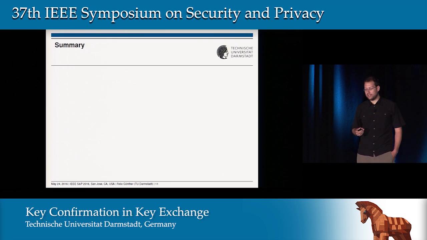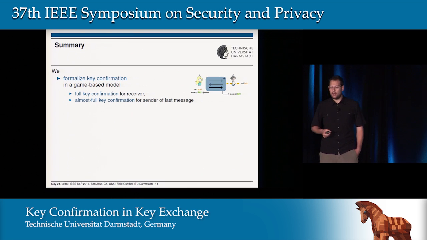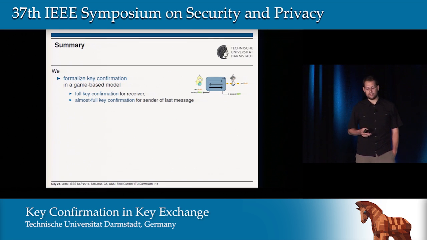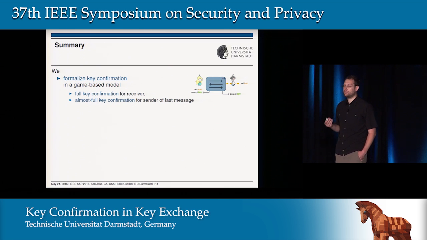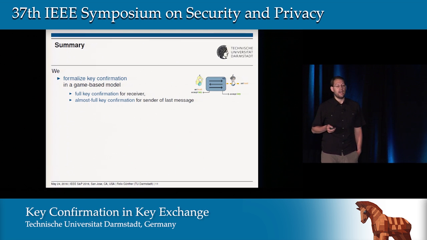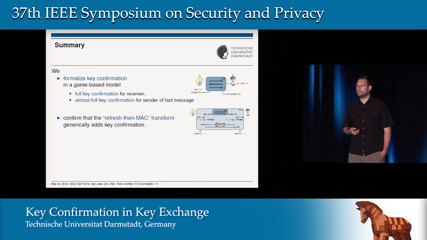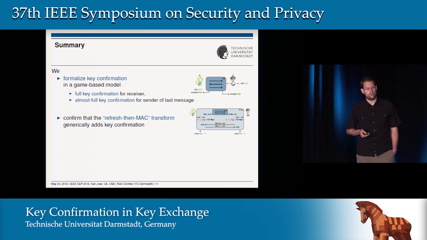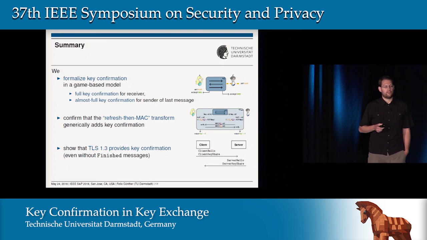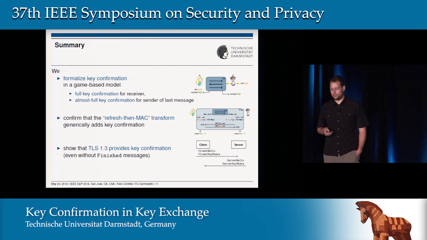Okay, so to summarize, we formalize key confirmation and are the first ones to do so in a game-based setting, providing some formal ground for discussion of this property where there was none before. And we establish two separate notions, full key confirmation for the receiver of the last message and some weaker notion, almost full key confirmation for the sender of the last message. We then exercise this formalism on this generic transformation and show that it indeed generically adds key confirmation to some key exchange protocol. And finally, we look into TLS 1.3, and we show that it provides key confirmation, interestingly, even without using the finished messages within this proof.